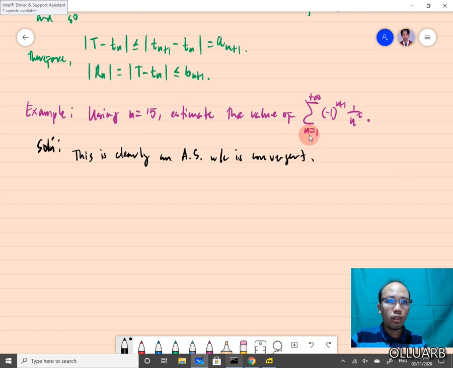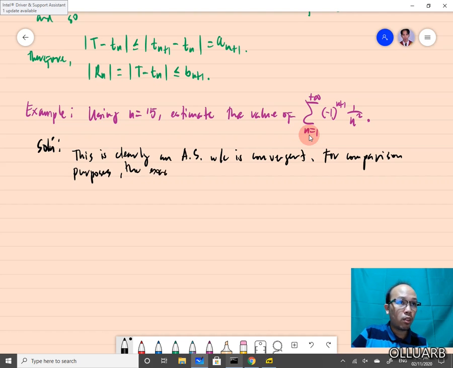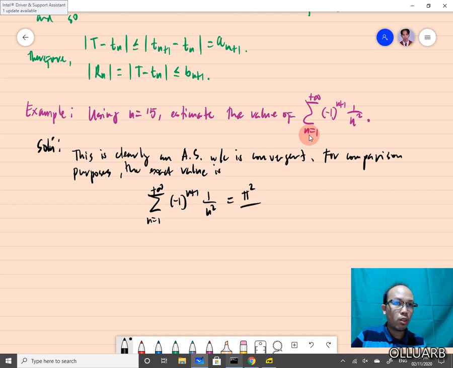For comparison purposes, the exact value of the summation of (-1)^(n+1) times 1 over n squared is known to be pi squared over 12, which is 0.822467 0336. Just use the calculator.